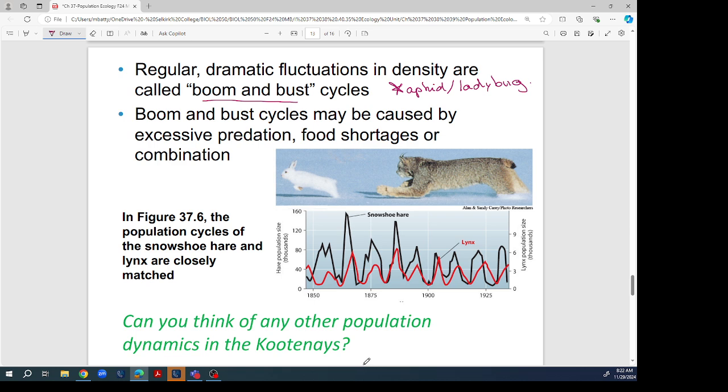And so these boom and bust cycles are more realistic and are common throughout the Kootenays. So you might want to think about it in the number of berries and bears. Oops, that says beers, not bears. The example from our textbook is snowshoe hares and lynx. You could also talk about the number of cougars and deer, and those two populations are closely matched.